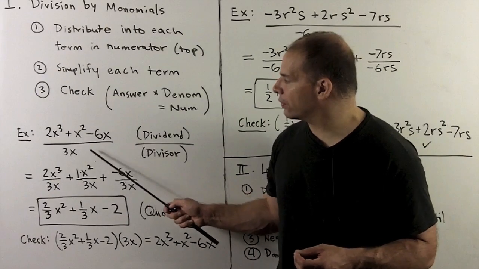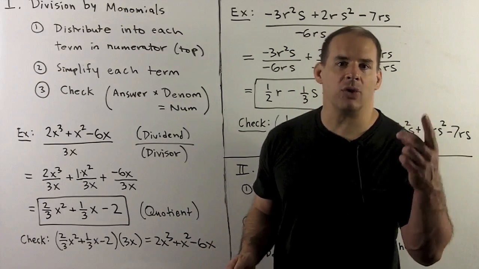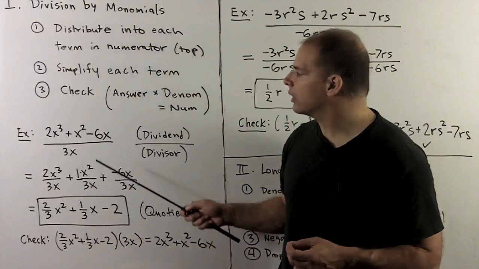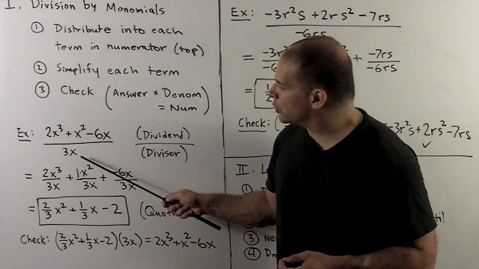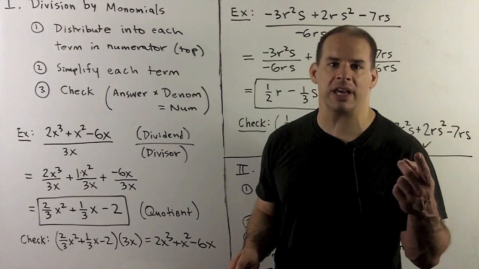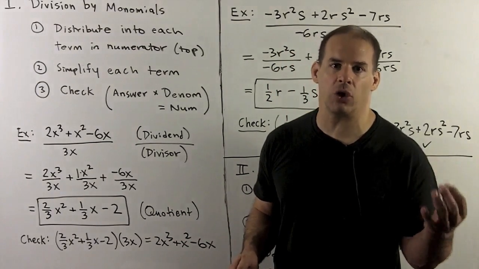Then we have x squared over 3x. I like to write the x squared as 1 times x squared, so it's clear what the number is. Numerical part is 1/3. If I don't put the 1 in there, a common error is to put the 3 in the top, giving us a 3, which would be incorrect.